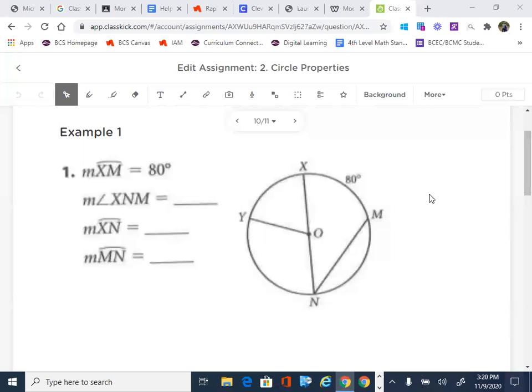All right, y'all, we're going to be looking at circles and arcs and angles, inscribed and central, today. And we're going to be using circle properties to be able to solve for some pieces. So let's go ahead and look at number one here.